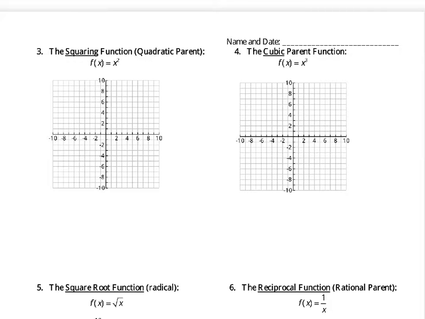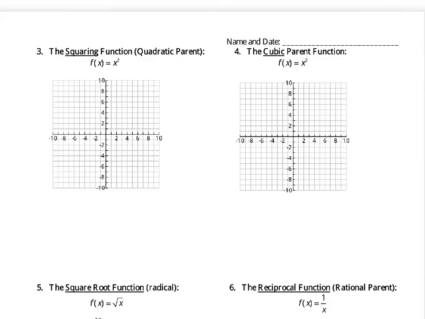Our fourth function we will look at is the cubic parent function, and it is given by the equation f of x equals x cubed. So I went ahead and labeled some of these points in case you were wondering what they were. We start with it being an odd function. It does display origin symmetry, and that is demonstrated.